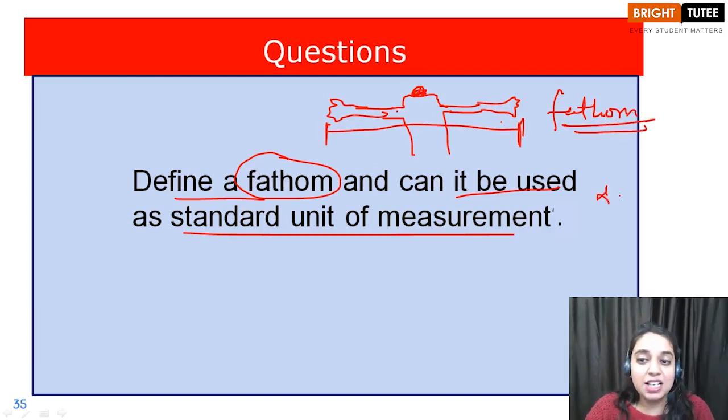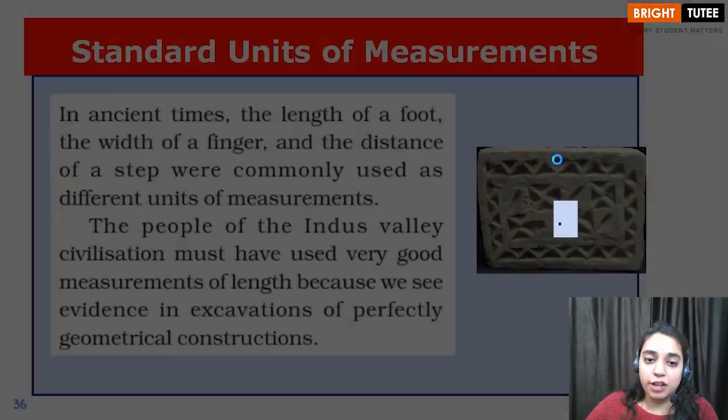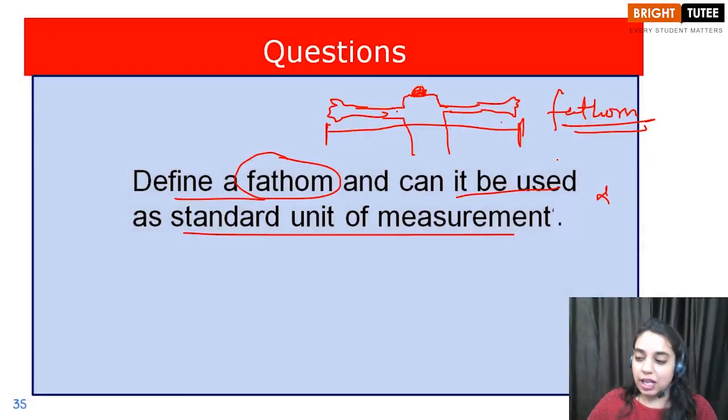Why? Because we have different body structures, we have different lengths of our hands. So we cannot assume it to be a standard unit of measurement. Okay children, I really hope that you have understood this concept really well, and this is it guys. These were the questions and answers from the topics that we have covered so far. So thank you so much for your attention.